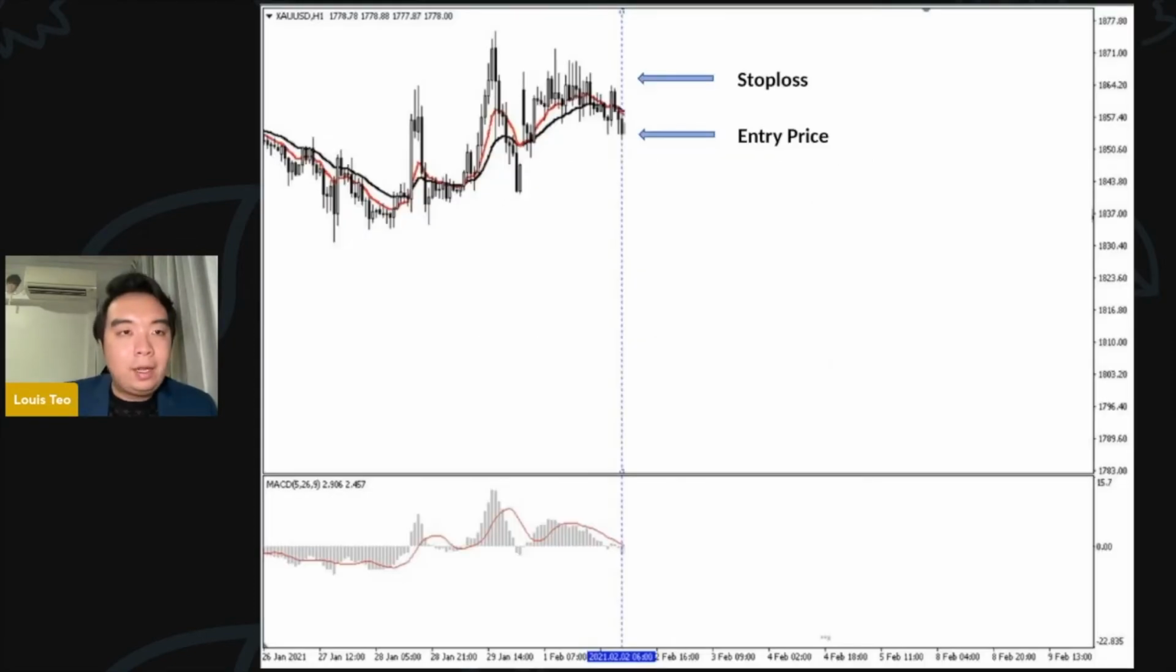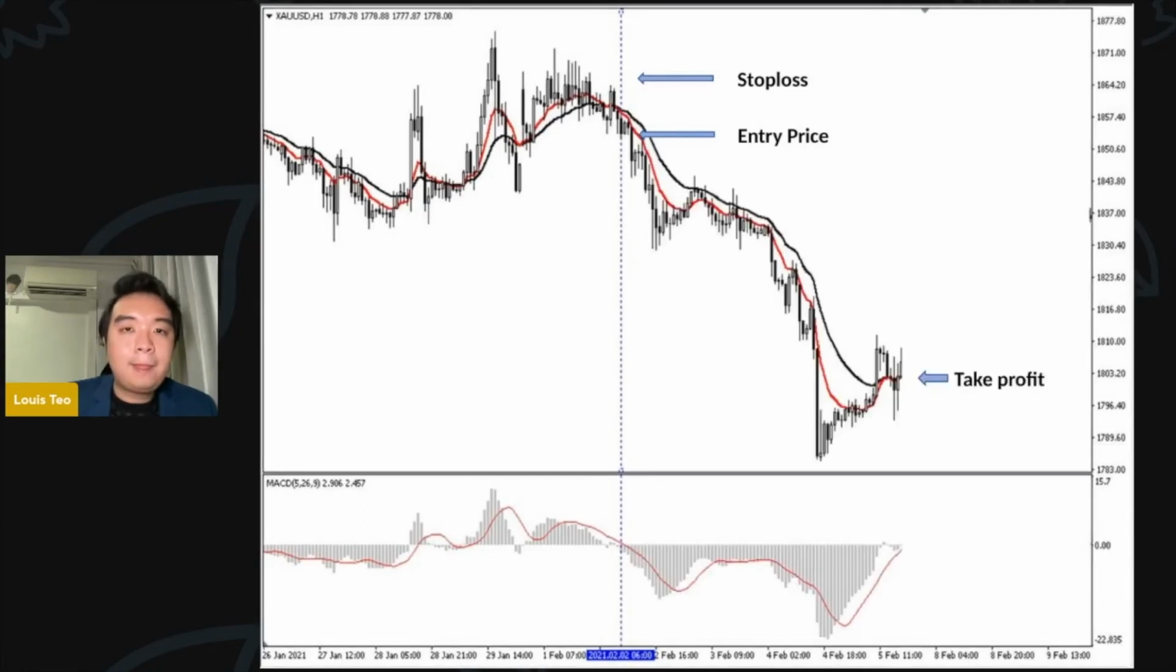So let's look at the H1 gold chart. As you can see, the EMAs have crossed each other, and then the MACD is turning negative. And then what happened? We can see that when the two EMAs cross each other again, that is where we will take our profits. If you look at the EMAs previously, they have been crossing each other pretty much, because that is during a ranging market.